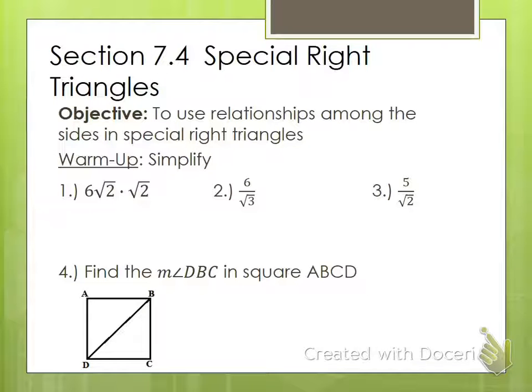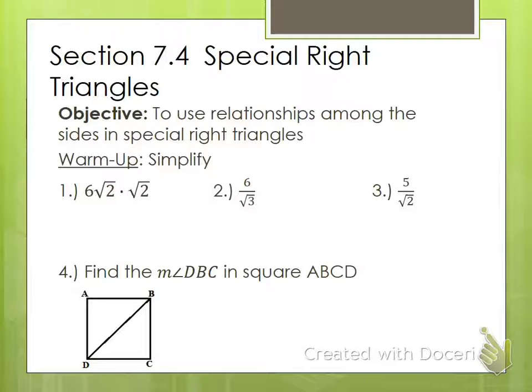All right, today we are talking about section 7.4, special right triangles. I know your notes say day one. We're really just doing this all in one day, so you can cross off the day one if you want to. Our objective will be to use relationships among the sides in special right triangles.